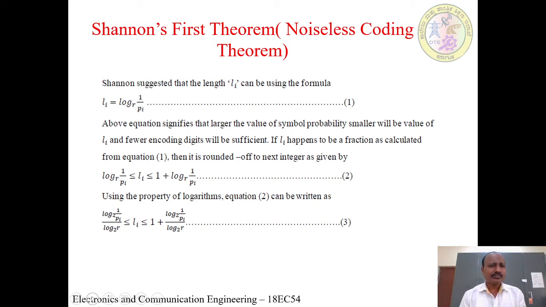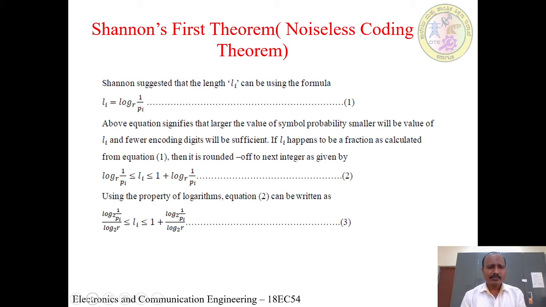Where if Li happens to be a fraction as calculated from equation 1, then it is rounded off to the next integer value, as given by the equation: log of 1 by pi is less than or equal to Li, which is less than 1 plus log of 1 by pi. This gives us the lower bound on the average length. So Li must be rounded off to integer values.